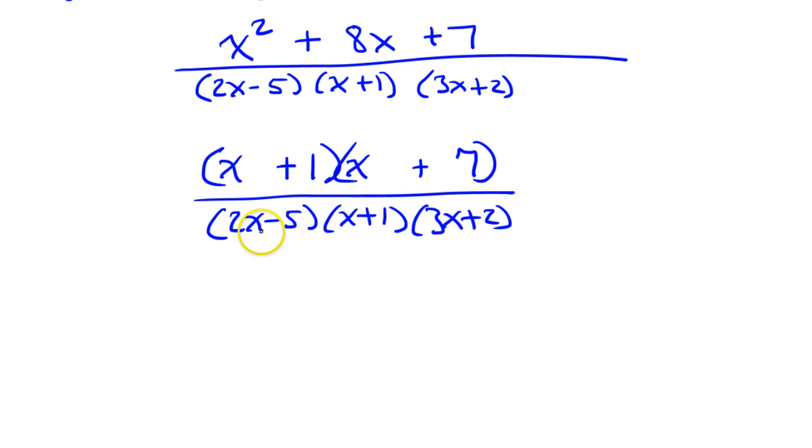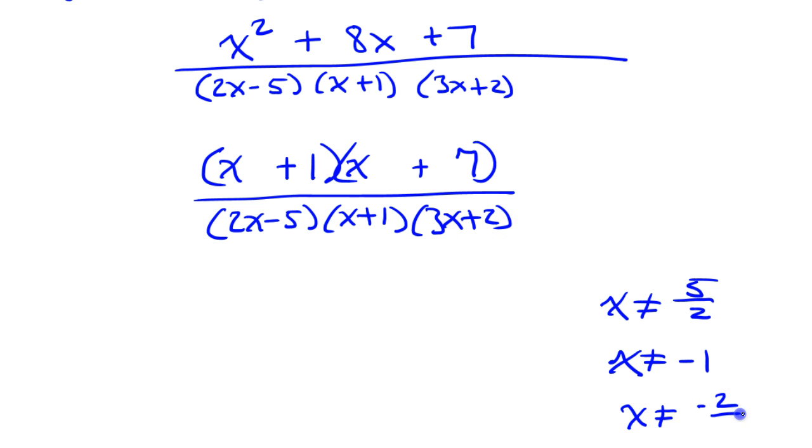I will have 3 restrictions from each of these factors. So x cannot equal 5 halves because of this setting. If I set this equal to 0 and solve, this is what I get. X cannot equal negative 1. And x cannot equal negative 2/3. Alright, I get that by setting each of these equal to 0 and solving. The numerator is irrelevant, just the denominator.